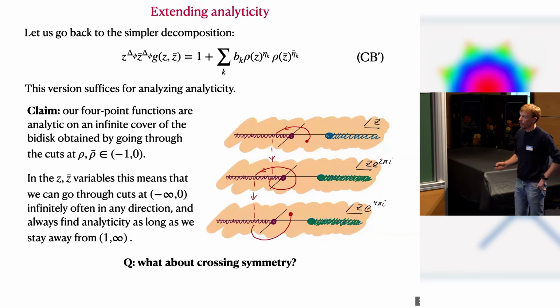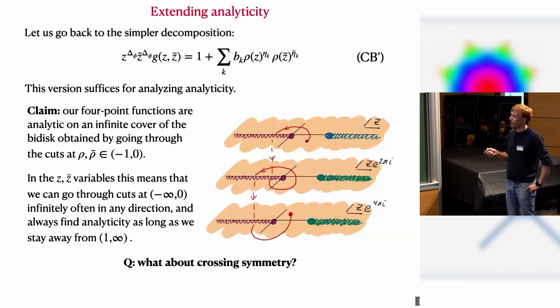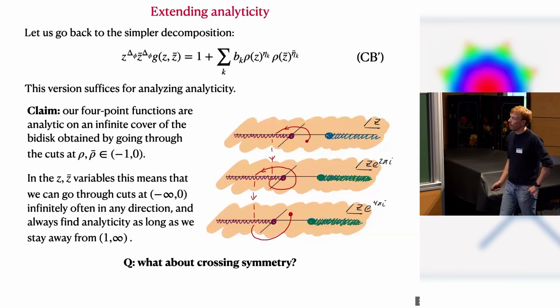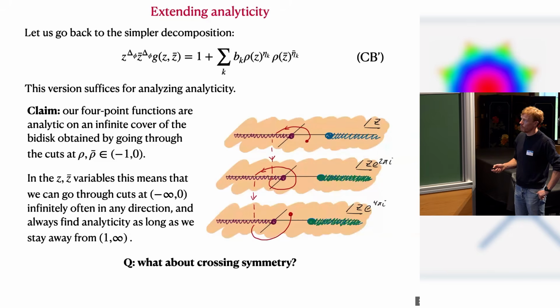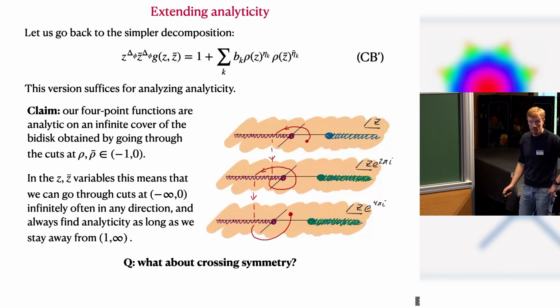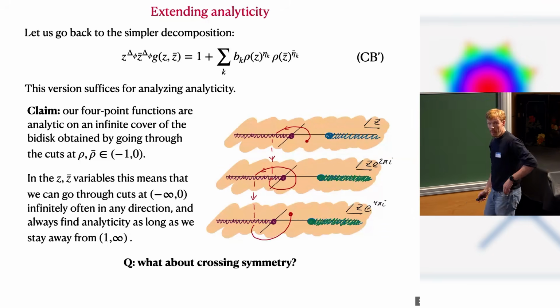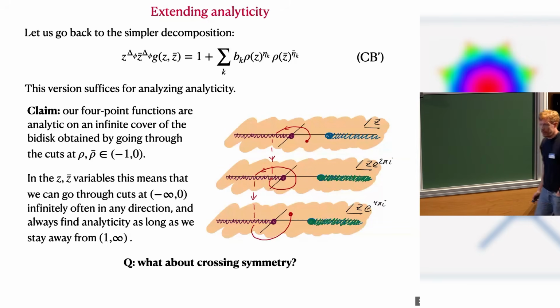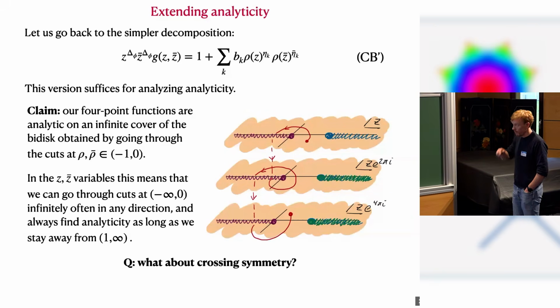And the natural, obvious claim now is that the four-point functions are analytic on an infinite cover of this bidisk. You can go through the cuts infinitely often in any direction, and you always find on the secondary sheet the same domain of analyticity, which is the entire complex z plane minus the cut going from 1 to infinity. And that's what the rho variables buy you. They buy you this big domain of analyticity.